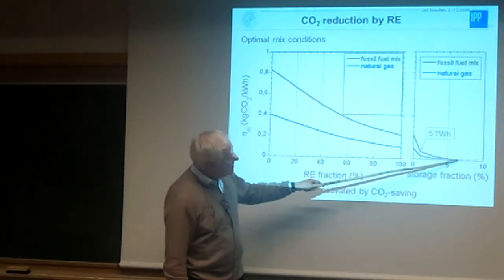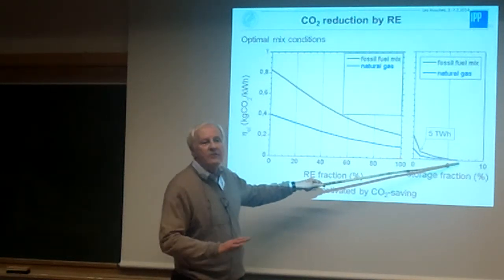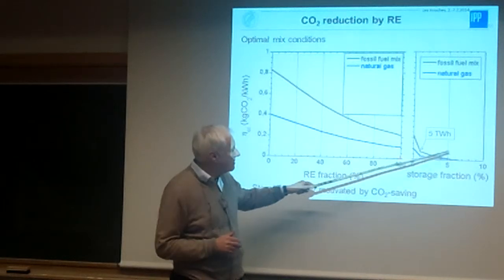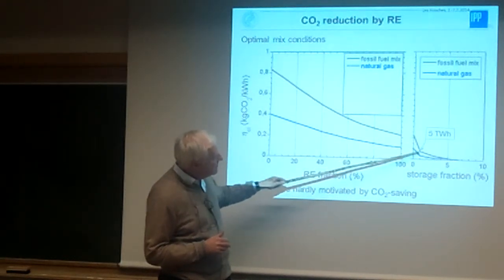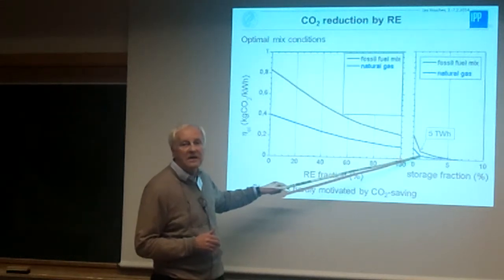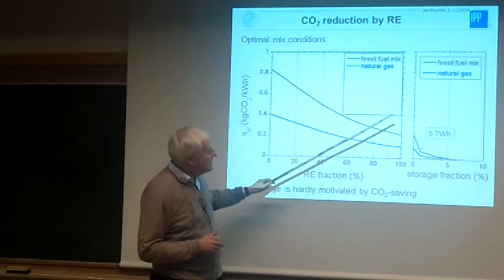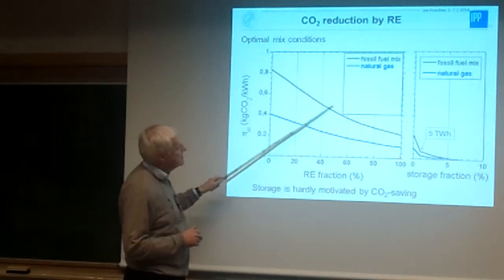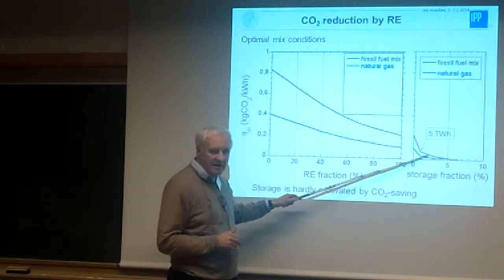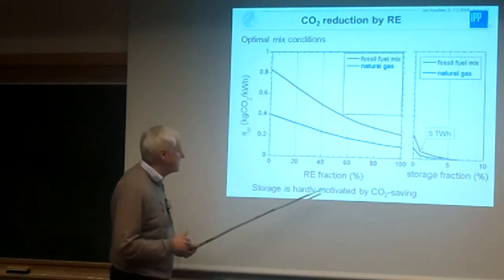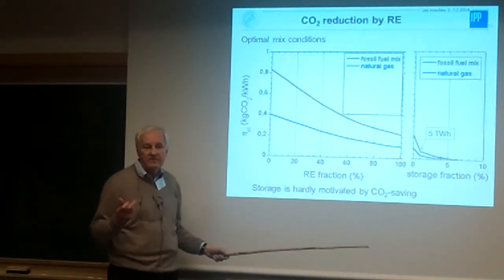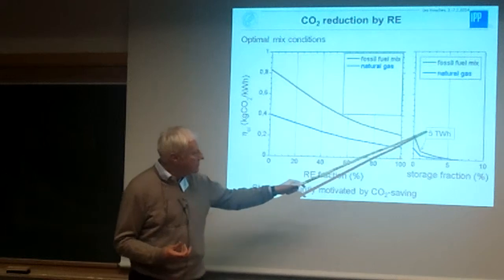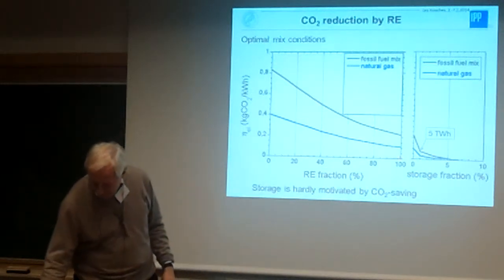This would be the 33 terawatt hour storage, then everything is out, no CO2 any longer. This is the 5 terawatt hour, and this is the reason why I picked 5 terawatt hour, because the major part is done with 5 terawatt hour. But irrespective of this, the big effect is here, and then there is a little additional effect. So I would conclude that storage will not be motivated by additional CO2 saving. It will be too expensive for the too little effect it produces.